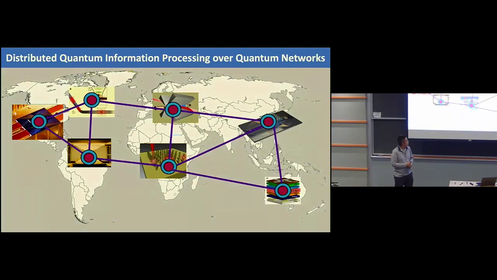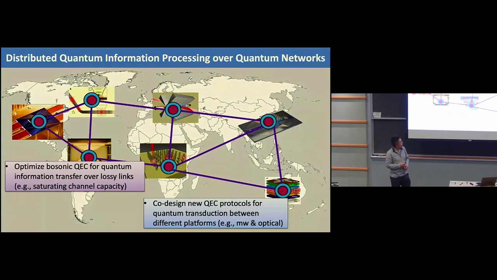So the motivation is that in the future, we hope we will have a global scale quantum network. And in order to achieve that, we need not only error correction to correct errors associated with a lossy bosonic channel, but we also need error correcting codes that hopefully will help us boost the performance of quantum transduction between, say, microwave and optical modes.